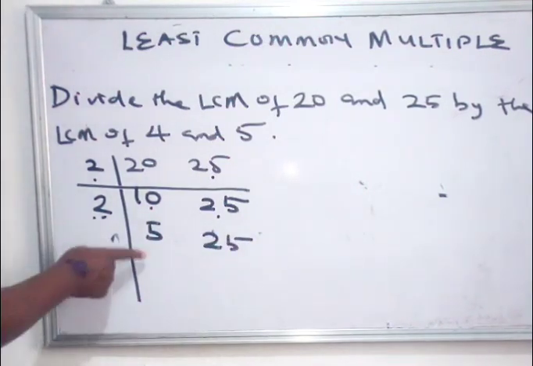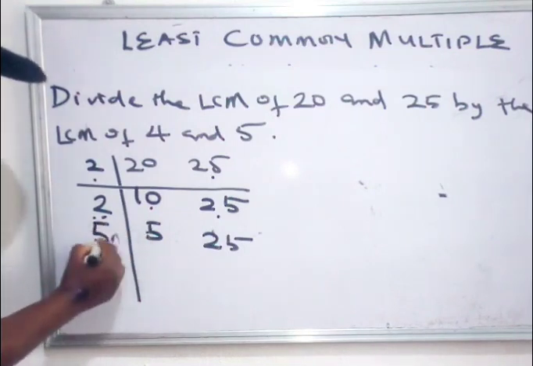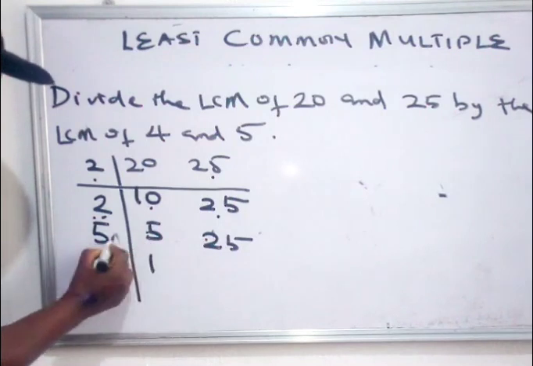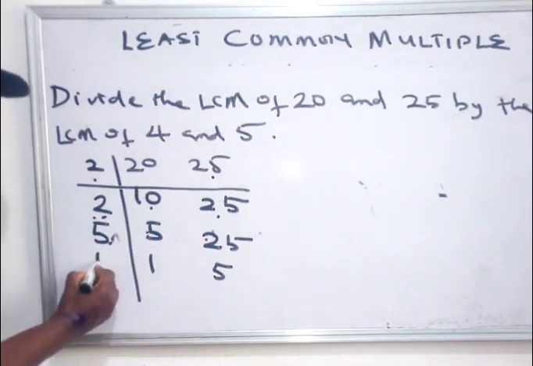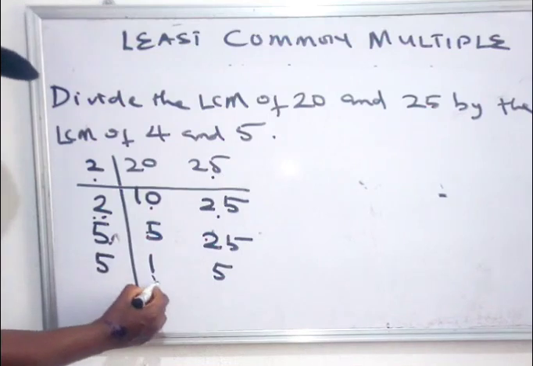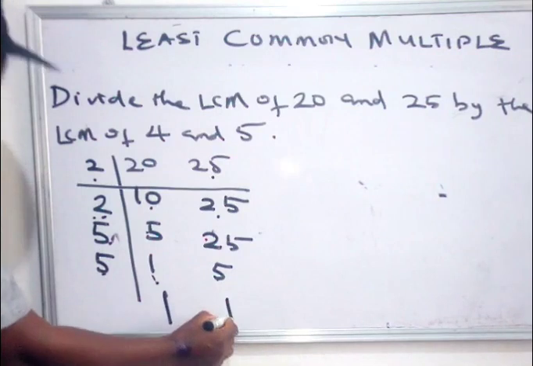Now 2 can't go anymore, so we use 5. 5 divided by 5 gives us 1, 25 divided by 5 gives us 5. We still have 5 here, so we use 5 again. We already have 1 at this point, so just bring it down. 5 divided by 5 gives us 1.